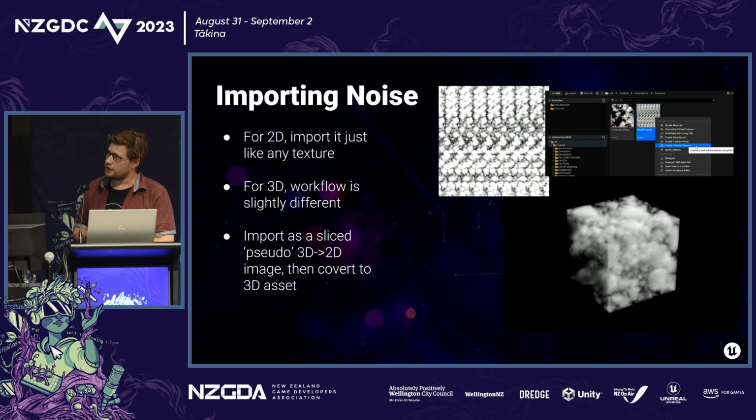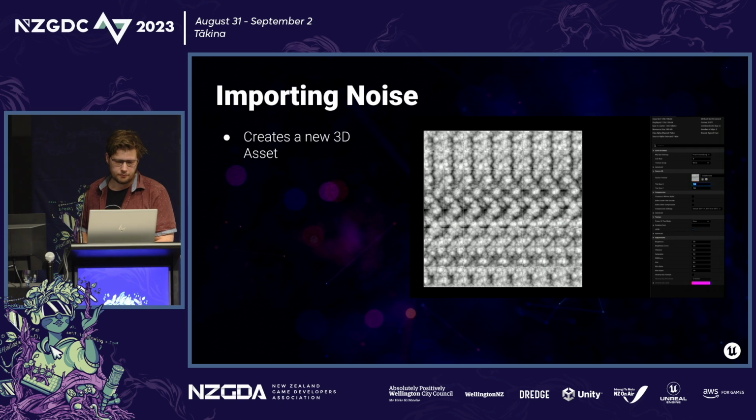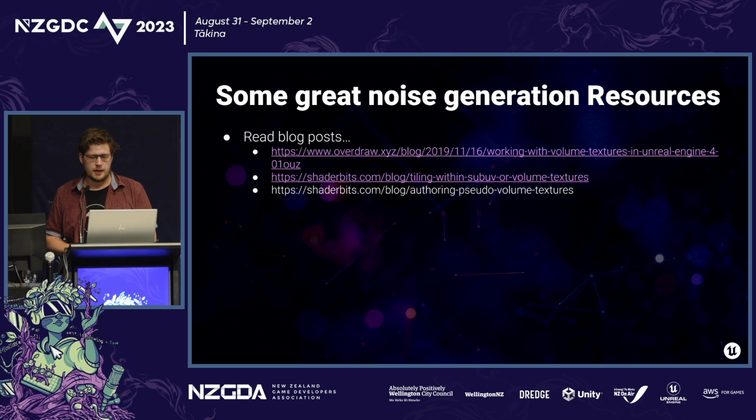Actually, in 5.3, there's a new VDB import option, which allows you to import sparse volume textures. So that's the new SVT system. I haven't got any slides for that in here, but I've used it and it works. So if you do have VDBs you want to import, then I think in 5.3 you should give it a go. So we import that 3D asset, and if you want to know more about that, there are some blog posts here for you to read over, and they'll tell you how to generate those textures and import them.